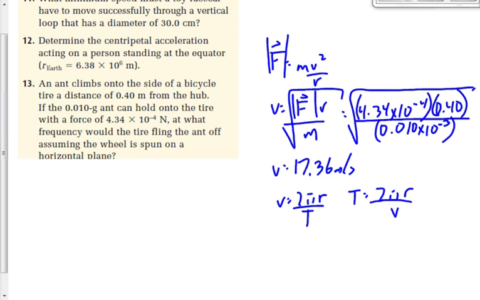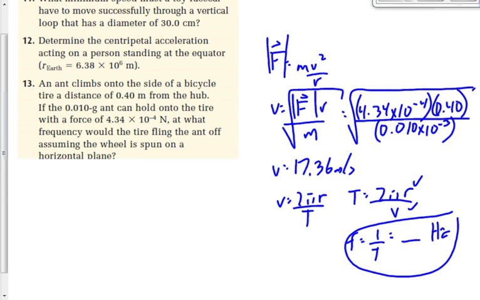Okay, solve for the period using the numbers you have, and then solve for the frequency using 1 over the period. Okay, the math should be pretty easy there once we get to this point. Is that okay?